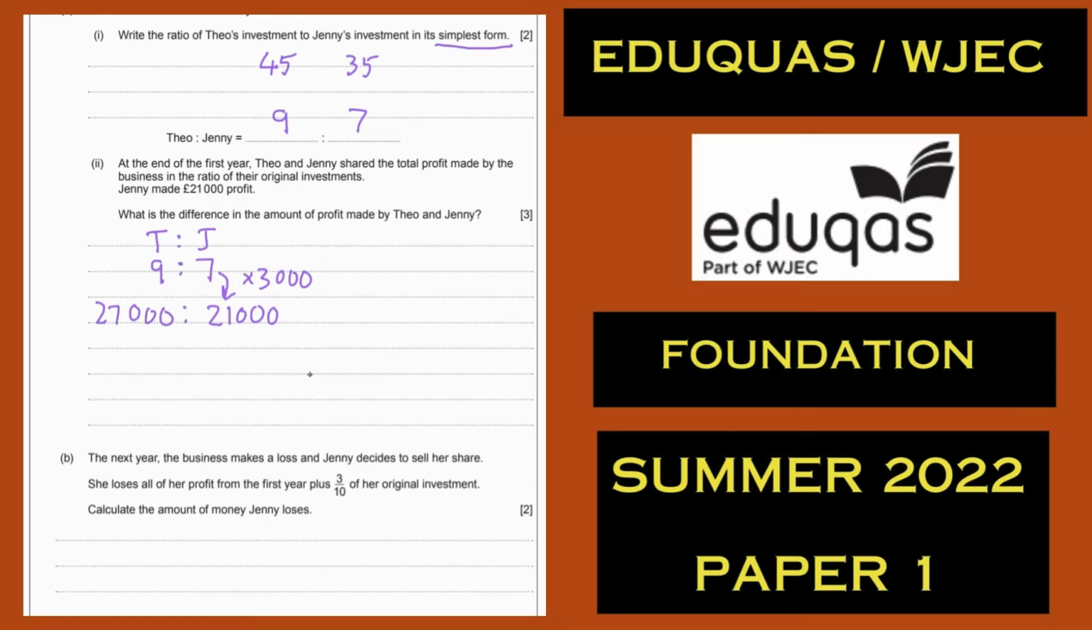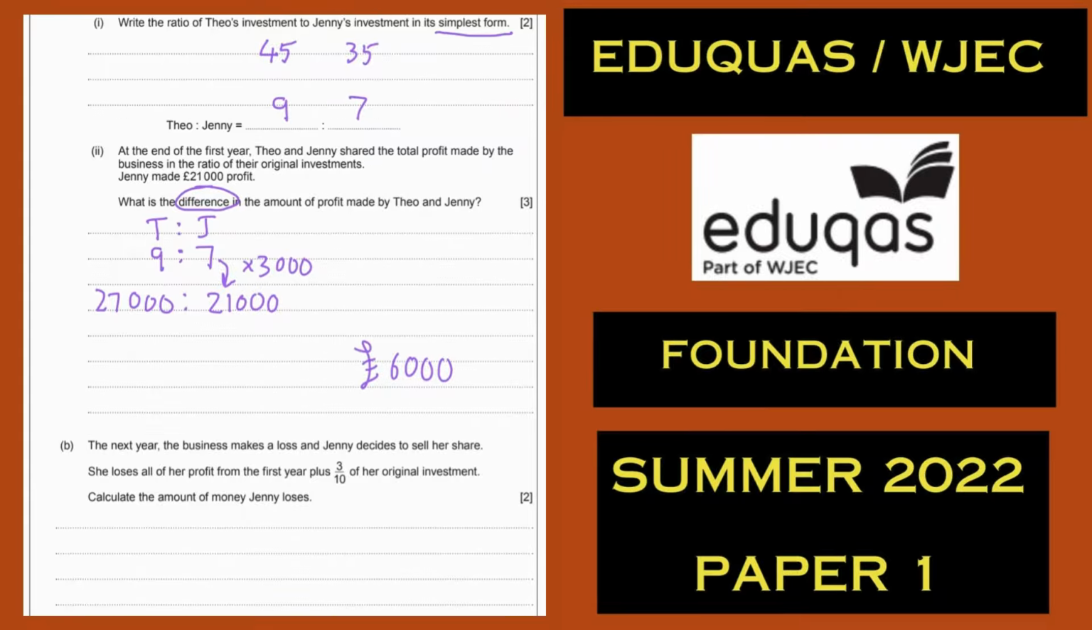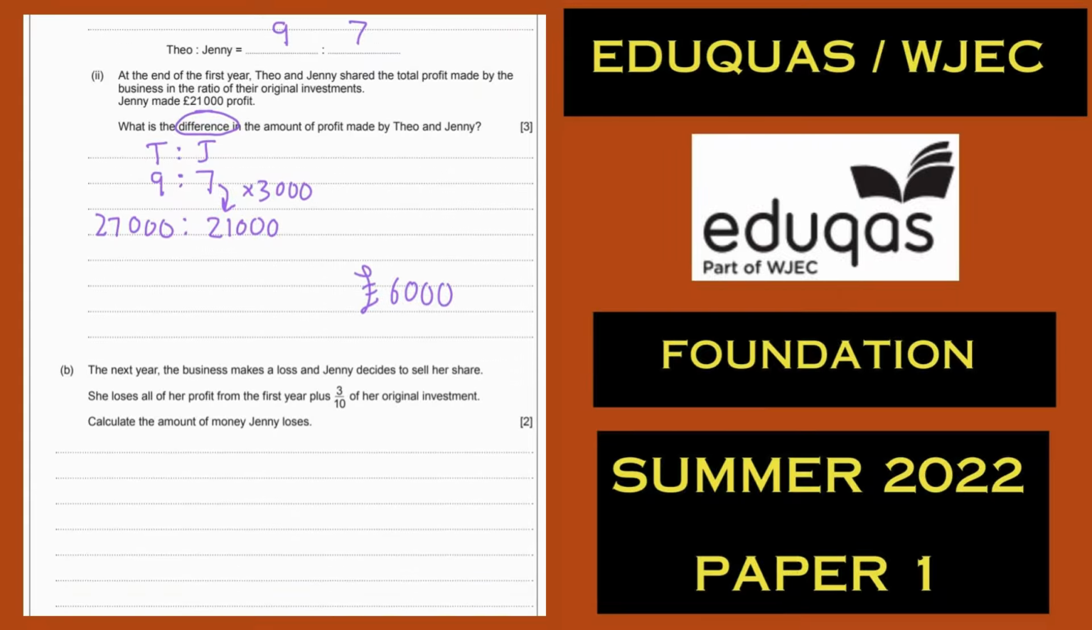But take care, answer's not finished yet. It doesn't ask for Theo's amount, it asks for the difference. As you can see, the difference is £6,000. Now be careful for B. There's a lot going on.